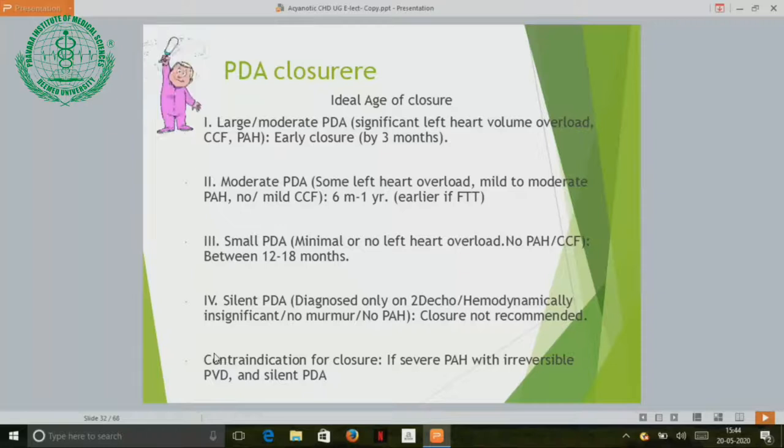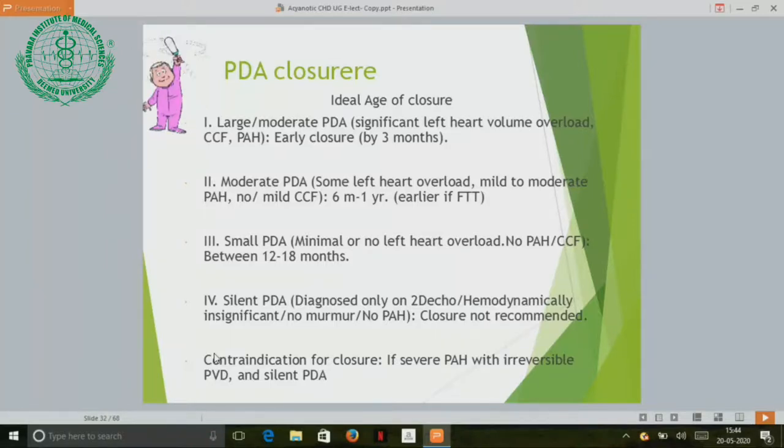So when do you close a PDA? Large and moderate PDA with symptoms, you definitely have to close as early as possible, by 3 months of age. Moderate size PDA, which may be asymptomatic, but on echo there is a left heart volume overload, will be closed between 6 months to 1 year of age.